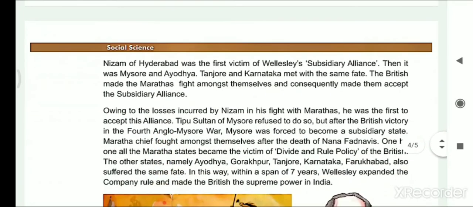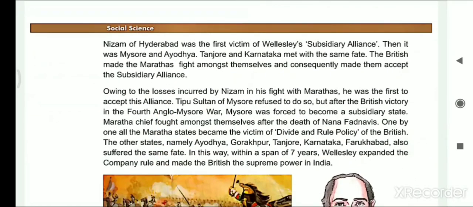The Nizam of Hyderabad was the very first victim of Wellesley's subsidiary alliance. Then it was Mysore and Ayodhya. That means the first person who became the victim of subsidiary alliance was Nizam of Hyderabad. Later it was followed by Mysore and Ayodhya. Tanjore and Karnataka met with the same fate. That means they have to also surrender their states to the British.